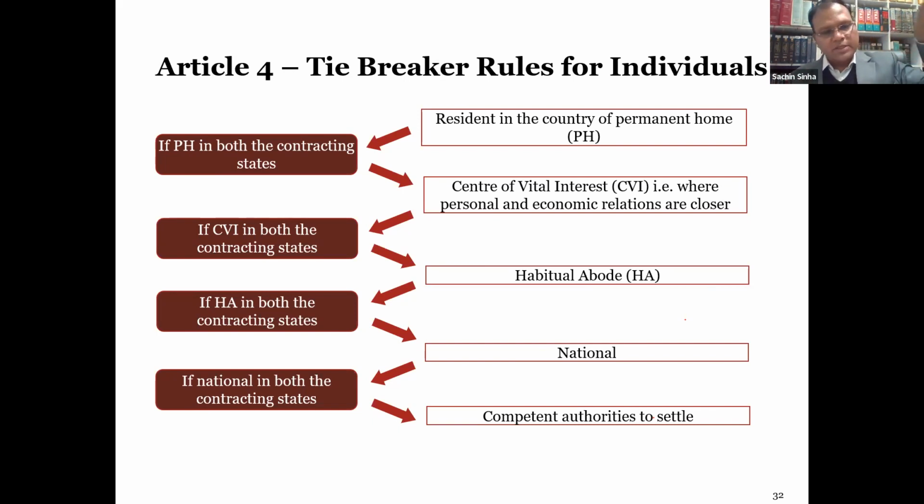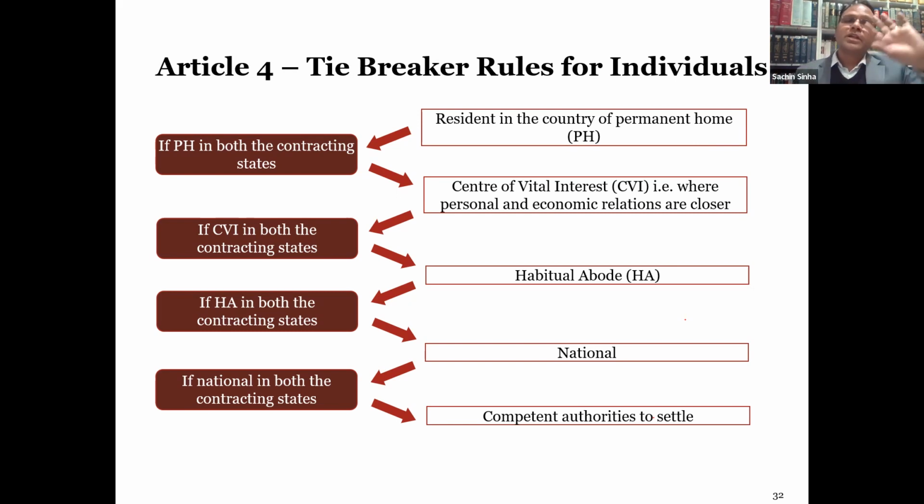Assuming the person is a resident of Singapore, but his family is residing in India, whenever he gets leave, he comes to India, and he has decided that whenever I conclude here, I'll go back to India. It means his economic and personal relationships are in India. In that case, we say that person is a resident of India.